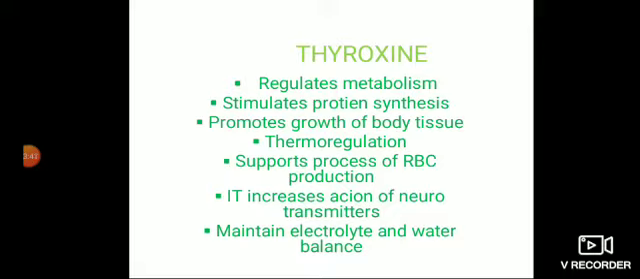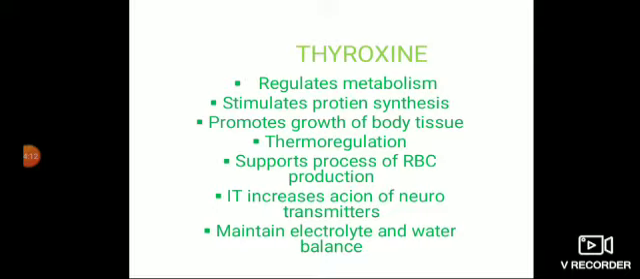This thyroxine hormone is very important in life because it regulates the metabolism. Metabolism means what? Circulation, respiration, excretion, etc. Then it stimulates protein synthesis. Proteins are synthesized from amino acids. It promotes the growth of the body. The growth of the body depends on thyroxine. Thermoregulation means body temperature regulation. Then it supports the process of red blood corpuscle production, that is RBC production.